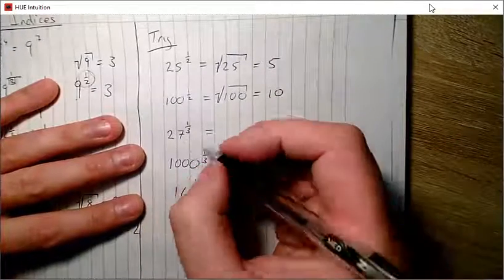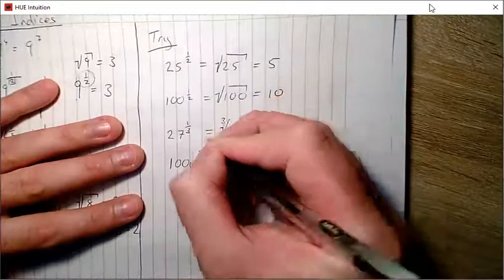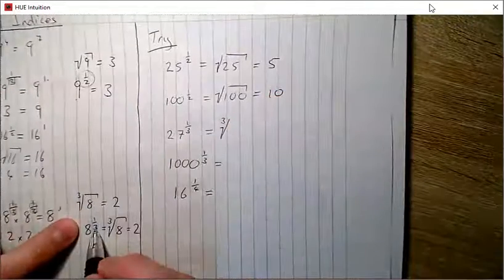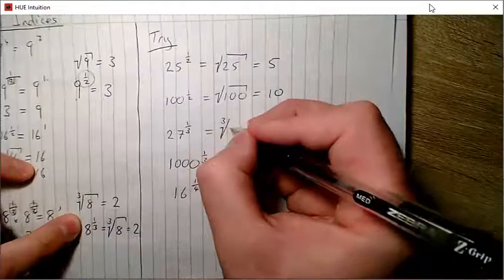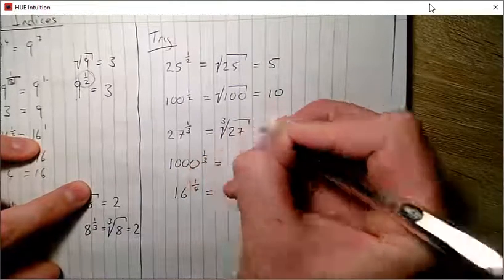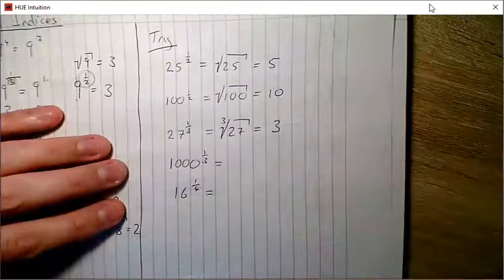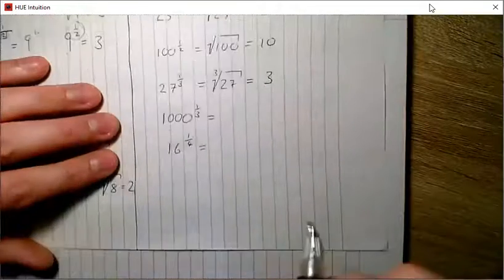27 to the power of 1/3. So what by what by what? It's the cubed root of 27. That's what that 1/3 means, remember? Cubed root of 27. Well, 3 by 3 by 3 is going to give 27. So the cubed root of 27 is 3.